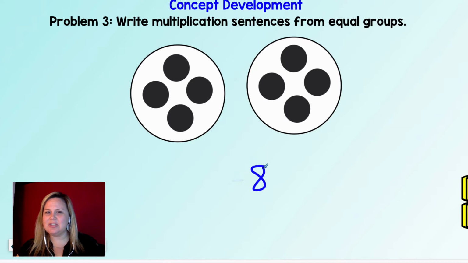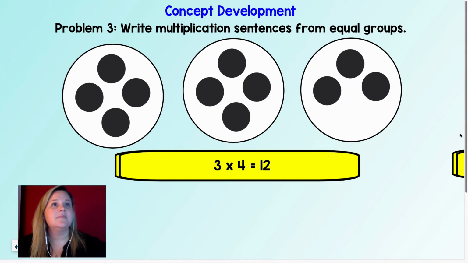Did our repeated addition sentence and multiplication sentence match? All right, well, rock on, friends. Good job. Okay, so let's take a look at another example. Okay, friends, so let's take a look at this example.